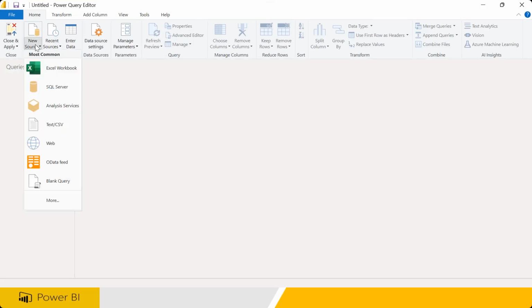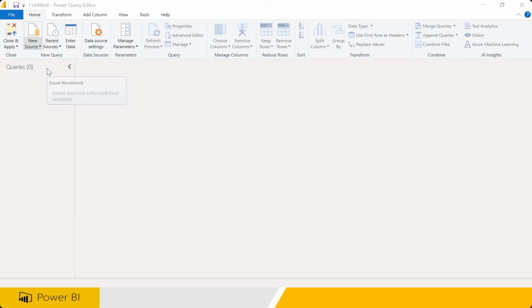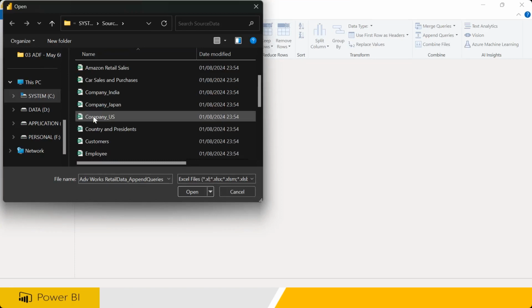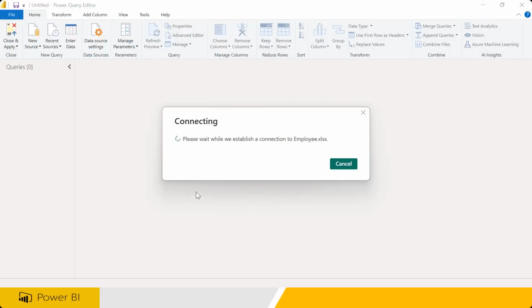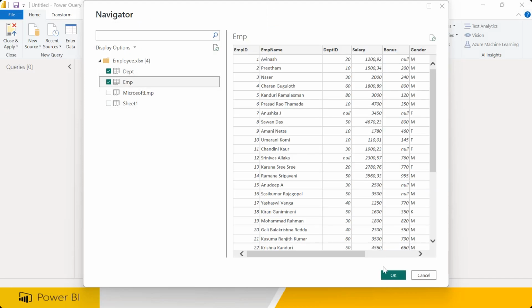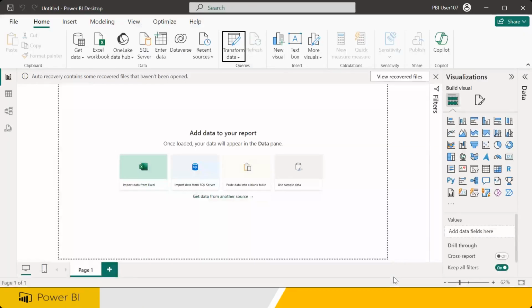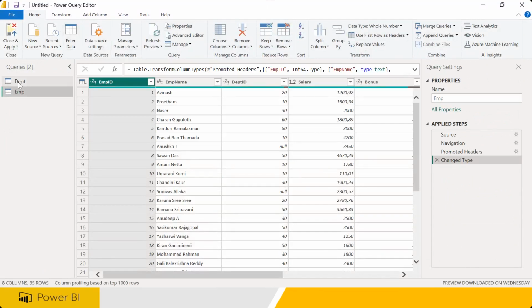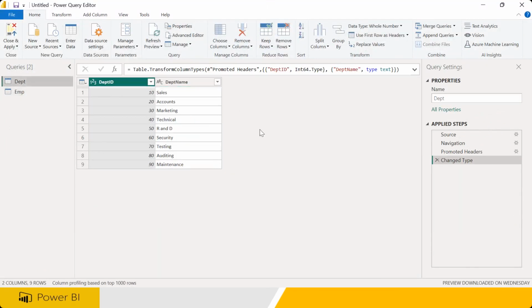I wanted to get some data. Click on Excel workbook. I wanted to use, let us say, the employee data set. Click on open. I wanted to take a department table and an employee table. I wanted to load the data, right? So I have two tables.